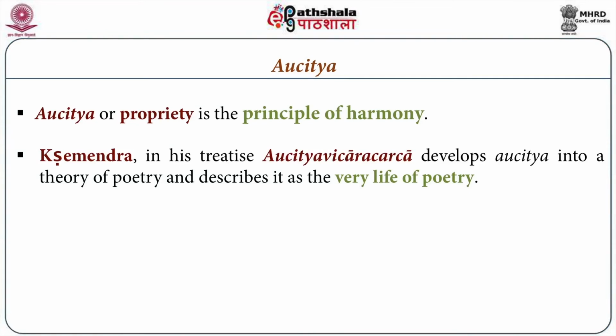For him, Auchitya, propriety, is the harmony or balance among all the components of poetry. Auchitya is the condition of being appropriate or fit, the state of being proper. When one thing befits another, or when things suit each other well and match perfectly, they may be said to be proper or appropriate. Such matching or fitting quality is Auchitya according to Kshemendra.